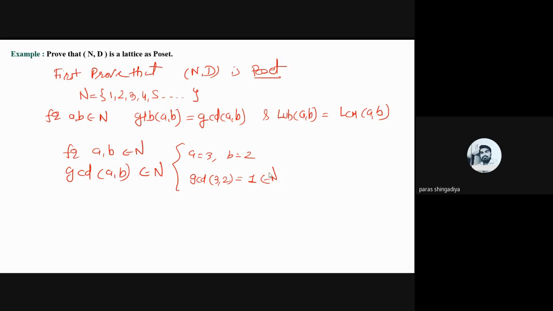ठीक है, तो we can easily say that कोई भी दो नंबर आप use करो, कोई भी, यहाँ पे मैंने pair ली 3 and 2, आप कोई दूसरी pair लो, तो जो answer आपको मिलेगा वो n के अंदर ही होगा। ठीक है, that is obvious, that is a true. So GCD of A, B belongs to n for all A, B belongs to n, and similarly LCM of A, B, means LCM of two numbers, that is also belongs to n.